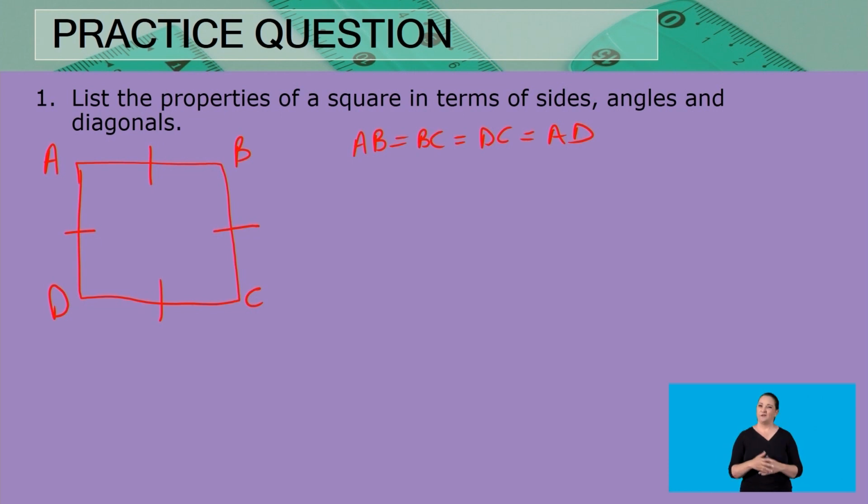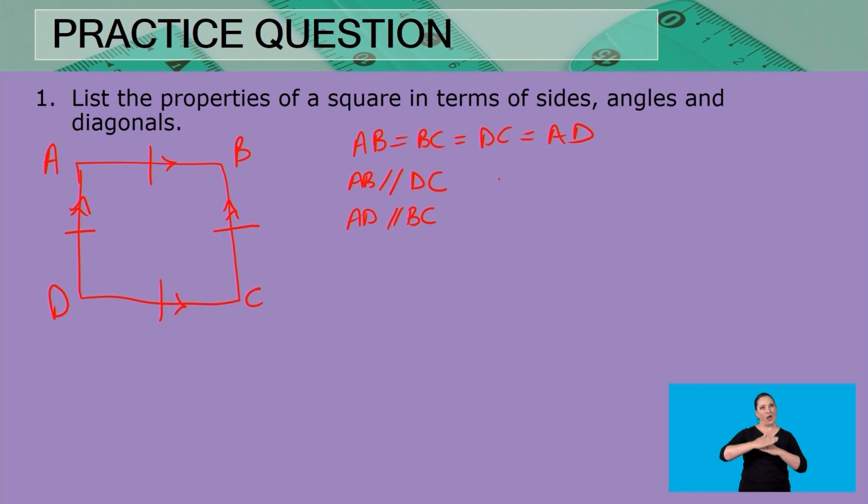Another property with the sides is that the opposite sides are parallel. So AB is parallel to DC, and of course AD is parallel to BC. So those are the sides of a square.